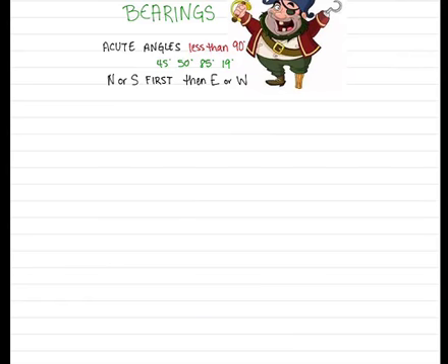Okay, so just to summarize what bearings are, they are always acute angles, so they're never greater than 90 degrees. They are designated by north or south first, and then the angle to the east or to the west from the north-south meridian. True bearings are based on true north, and magnetic bearings are based off magnetic north. And that pretty much sums up what bearings are.